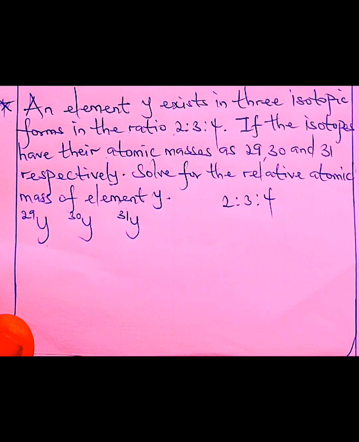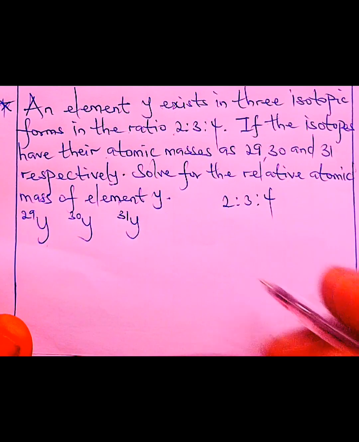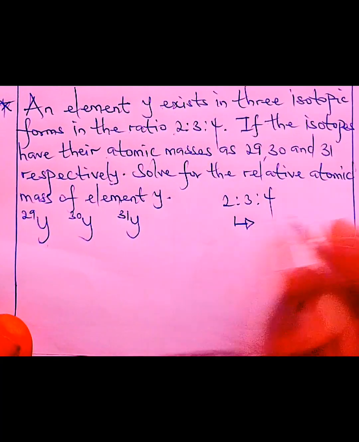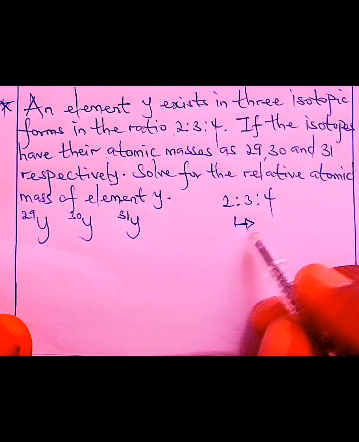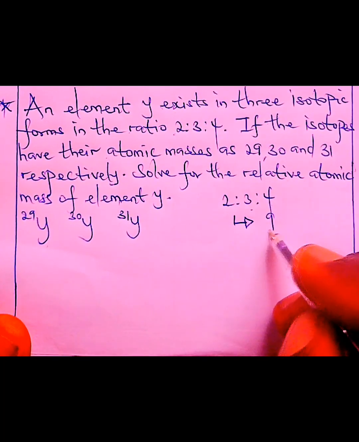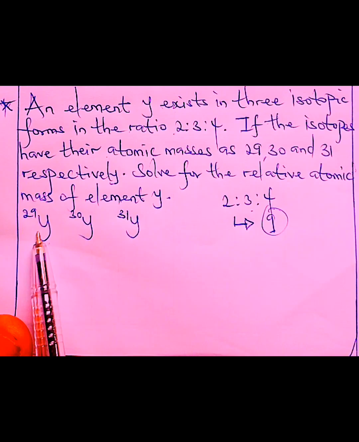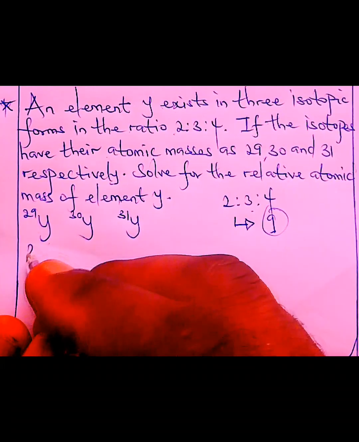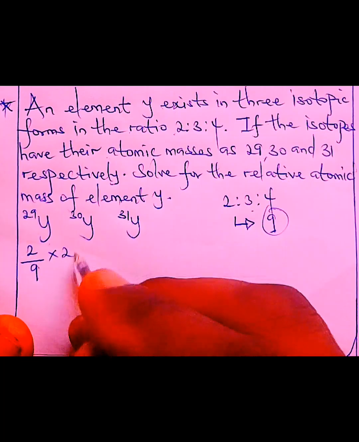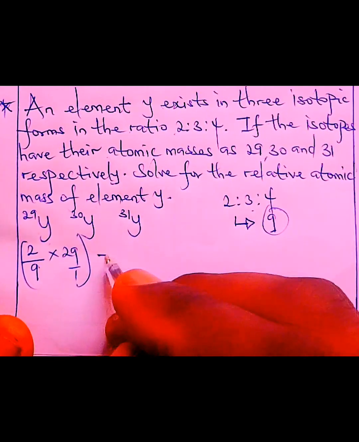So it's the same thing. Either we are given the isotope abundance in the form of percent, or we're given it in the form of ratio. They're all the same. So first, let's get the total ratio, which is the same thing as 100%. 2 plus 3 is 5, 5 plus 4 is 9. That's what we have. Now let's get the partial atomic mass unit for each isotope. For the first one, with atomic mass unit 29, it's going to be 2 over 9 times 29 over 1, then plus.